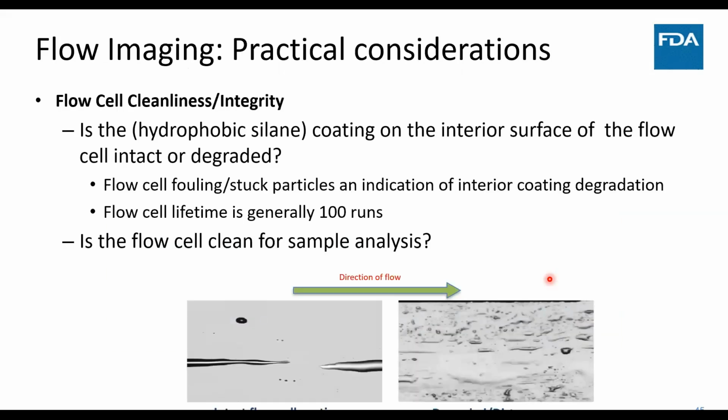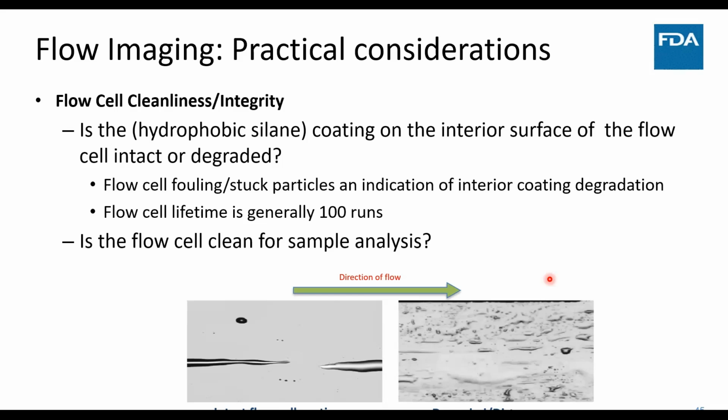Some practical considerations. We are taking the images in our flow cell, right? If our flow cell is dirty, it's going to affect the quality of the images we get. That means it's going to affect the interpretations we make from our results. So one of the first things you want to look out for is whether the flow cell is clean. What is the integrity of the flow cell? There are times you could have some particles sticking on the flow cell. If that happens, you might end up counting the same particle over and over again, and you might have a higher than expected particle count.